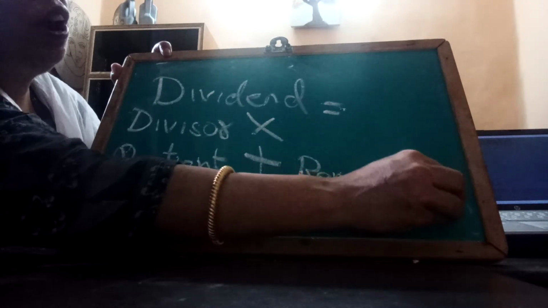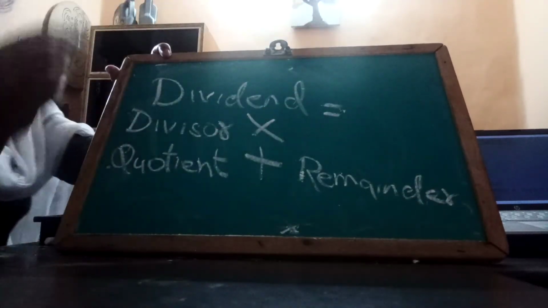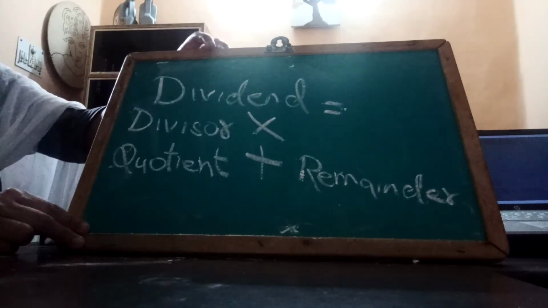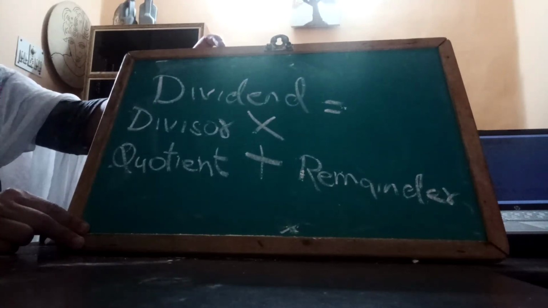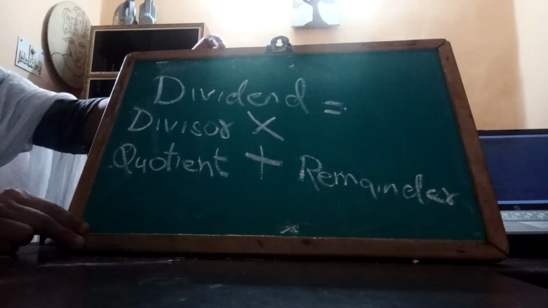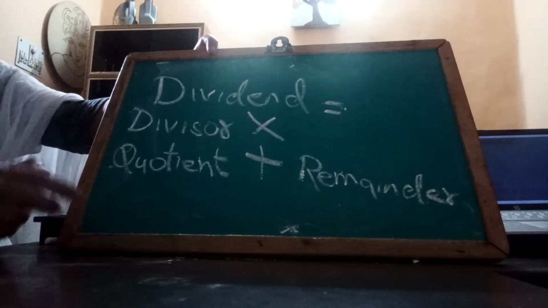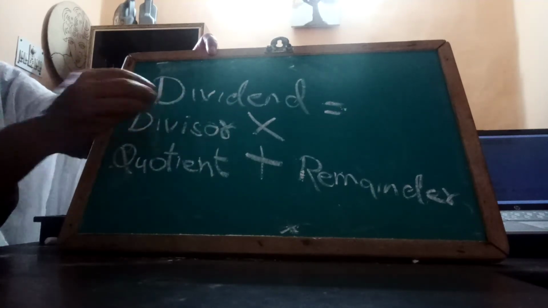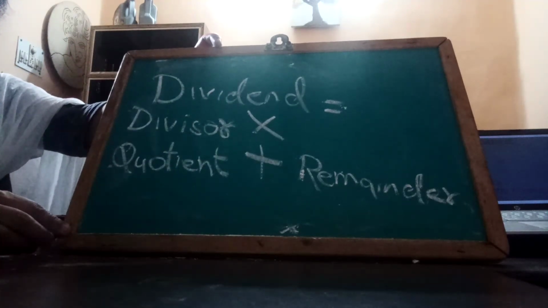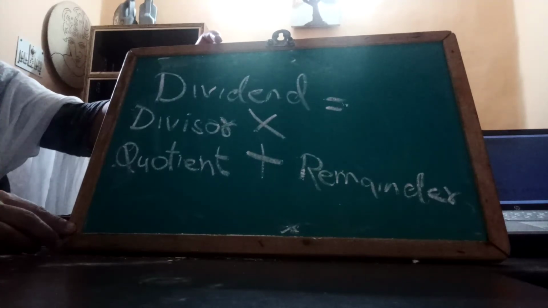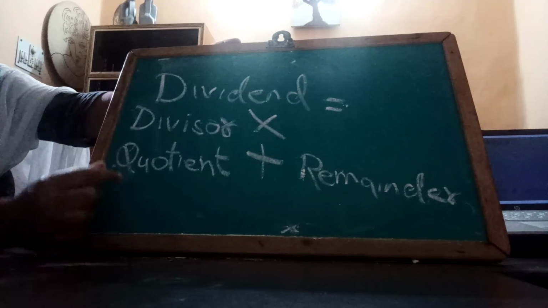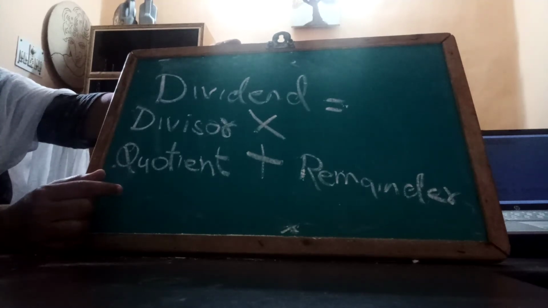Now you are all aware of the terms dividend, divisor, quotient and remainder. Dividend means the number which is divided. Divisor means the number which divides it. And quotient means the answer which you get in a division sum, and remainder is whatever is left over.